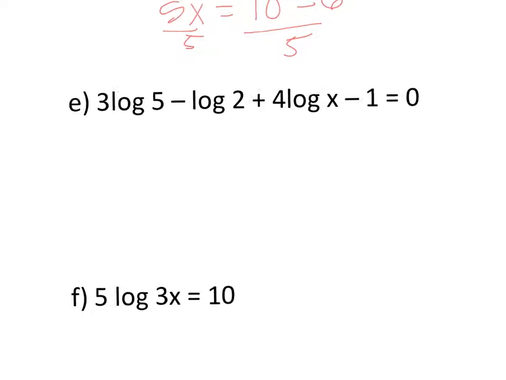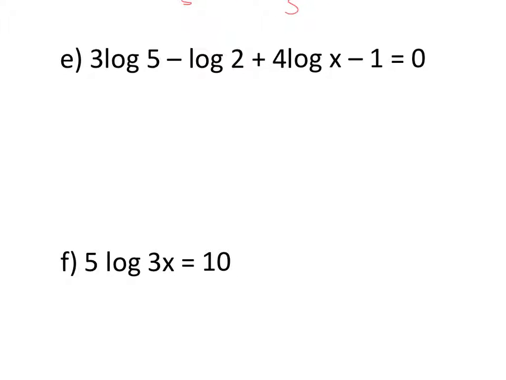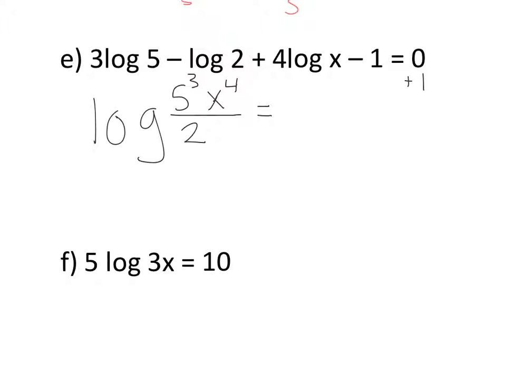Next one, I have to write this as one single log. However, this is a tricky one. This is very tricky. Before you can do anything else, you have to first get rid of that 1. So I have to add 1 over here. I'm going to write this as one single log. I see subtraction, that's going to be division. So 5 to the 3rd on top, 2 will be on bottom, x to the 4th on top is equal to 1. Write it as one single log, and you have to add over the 1.